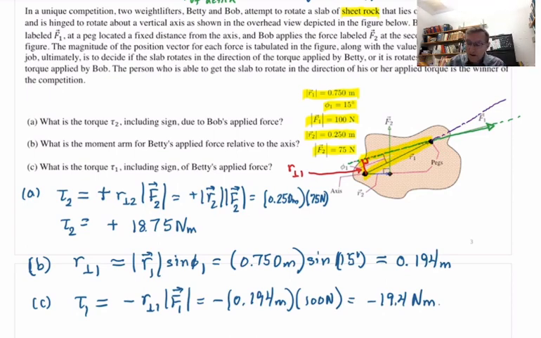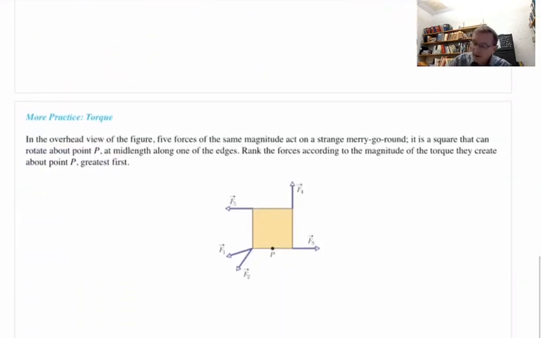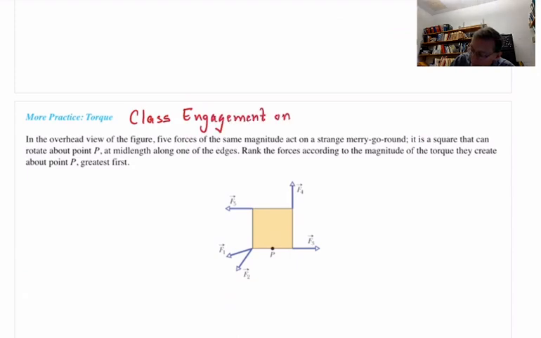Okay? All right, so let me leave you with a class engagement exercise, which is more practice on torque. You will enter this on Blackboard as usual. And it goes like this. We have an overhead view in this figure. We have 5 forces, all of the same magnitude. And they're acting on a merry-go-round, but the merry-go-round is a square. It's a strange one, it says.